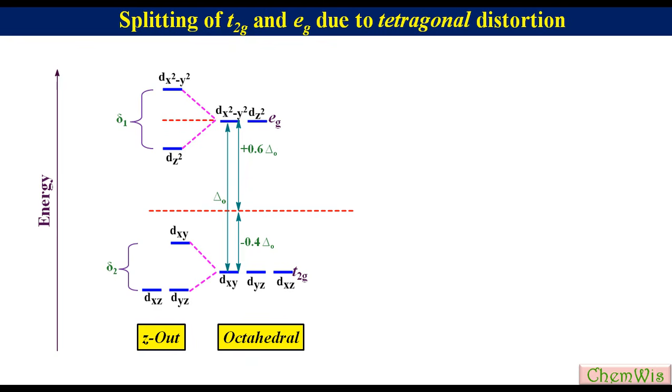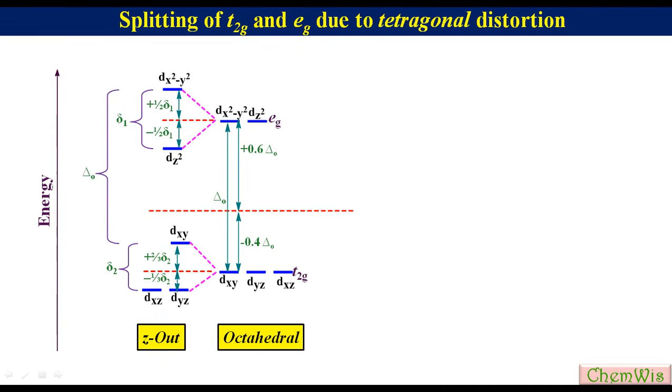The energy of dx square minus y square is raised by half del 1, while the energy of dz square is lowered by half del 1. The energy of dxy is raised by 2 upon 3 del 2, while that of dxz, dyz is lowered by 1 upon 3 del 2. The difference between the energy of dx square minus y square and dxy is equal to delta O.